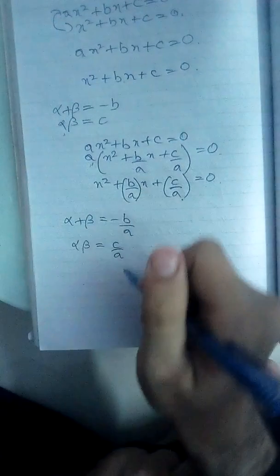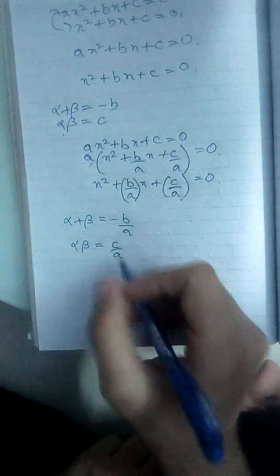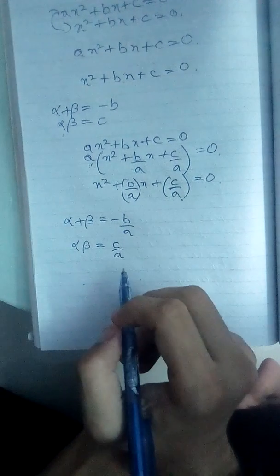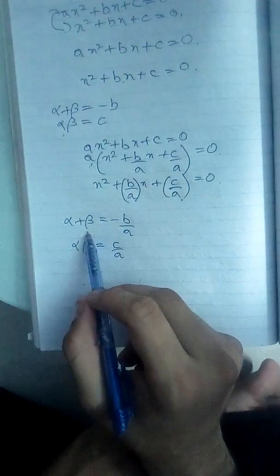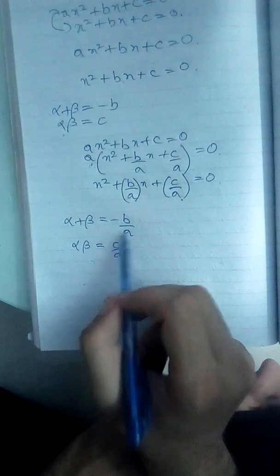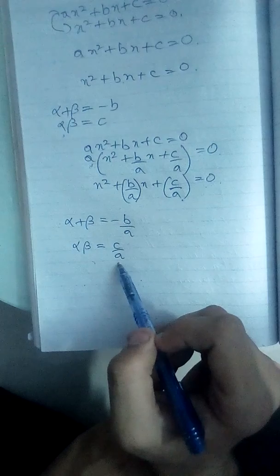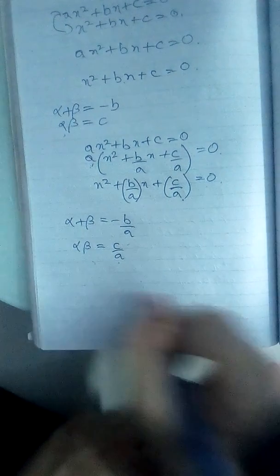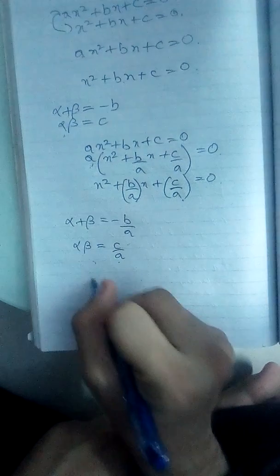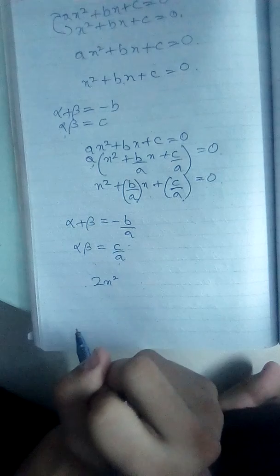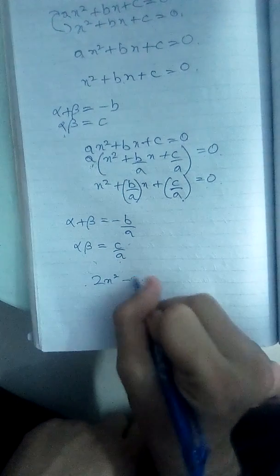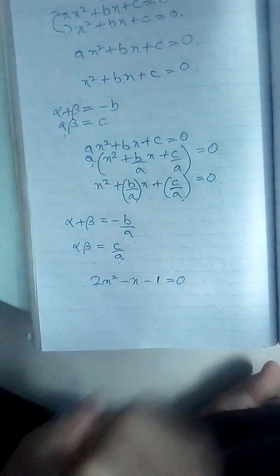Now in order to prove it, I would be solving a quadratic equation and showing you that the sum of the roots and the product of the roots are exactly equal to minus b upon a and c upon a. Now let us solve a quadratic equation. We have 2x square minus x minus 1 equals 0.